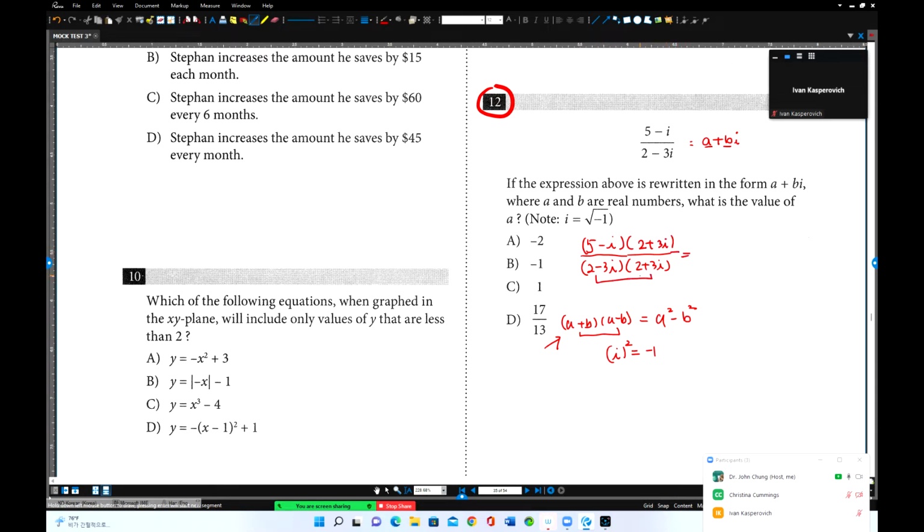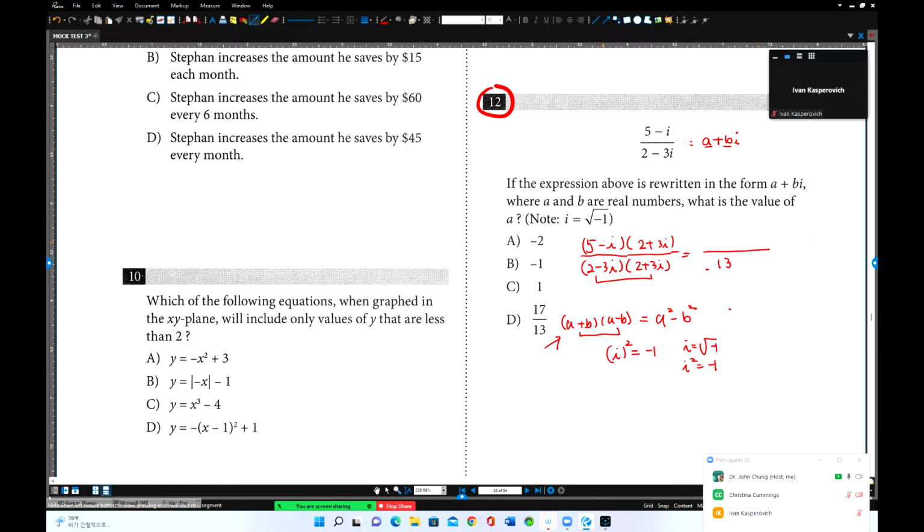But the denominator, what is that? 2 squared minus (3i) squared. 2 squared is 4, (3i) squared is 9i squared. I squared is negative 1 by definition, so negative 9 times negative 1 is positive 9. 4 plus 9 is 13. Now the denominator is 13. This is a real number.